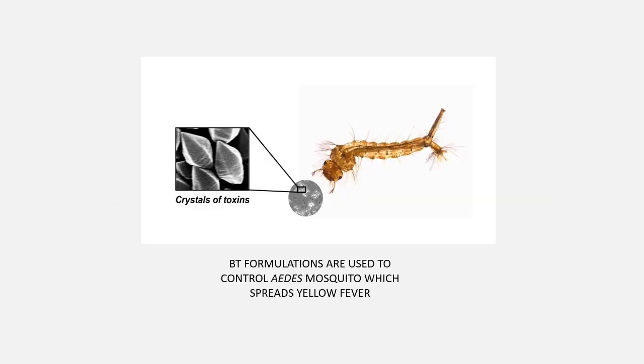The other example is the Aedes mosquito. We all know the Aedes mosquito spreads yellow fever. This mosquito can be controlled by the application of Bt formulations. The crystal toxin, we call it endotoxin or delta endotoxin. Delta endotoxins are used in the destruction of this Aedes mosquito, so the yellow fever can be controlled. So these are the applications of the Bt proteins.